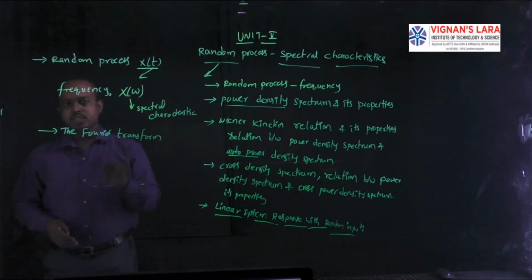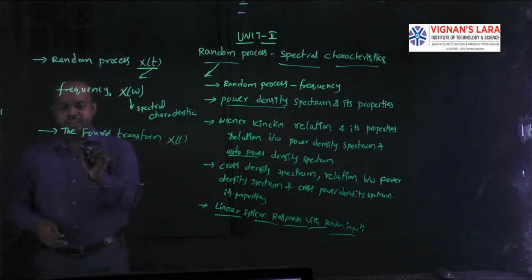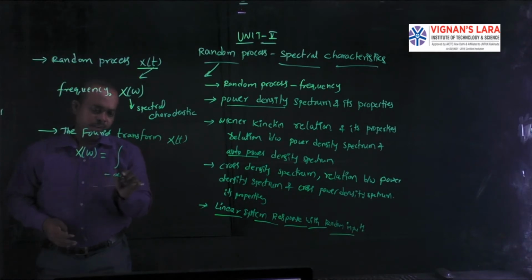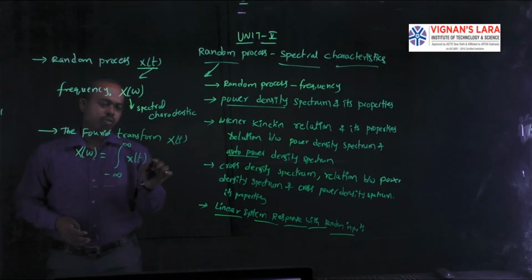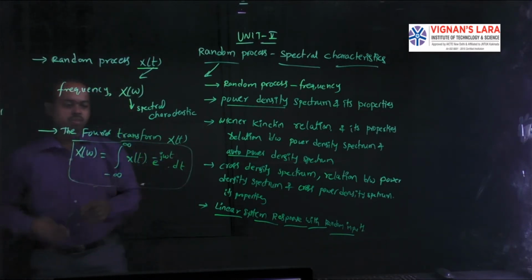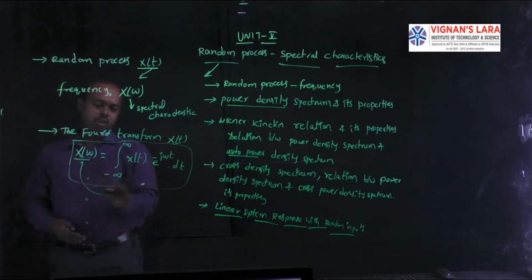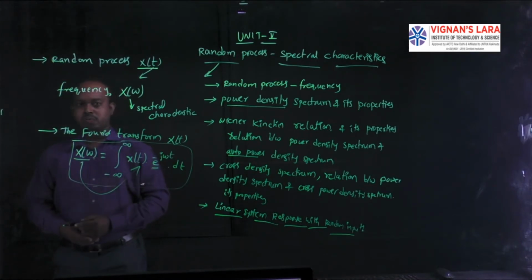Here you need to consider the Fourier transform of x of t. It is represented with X of omega is equal to the integral from minus infinity to plus infinity of x of t into e power minus j omega t into dt. This is the basic Fourier transform formula. Here, X of omega represents the frequency domain representation of x of t, and this component is an exponential function.